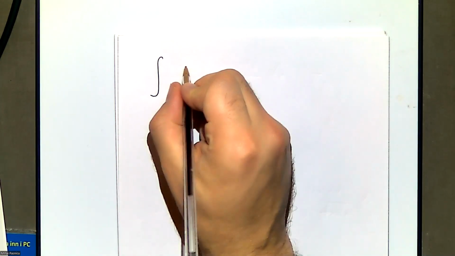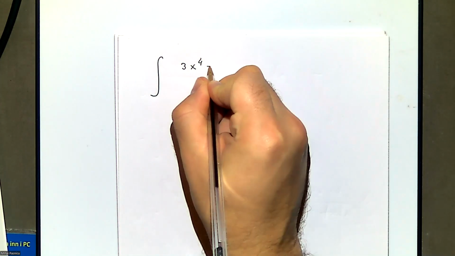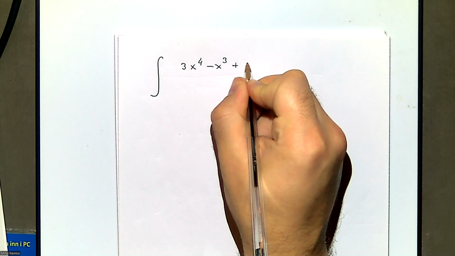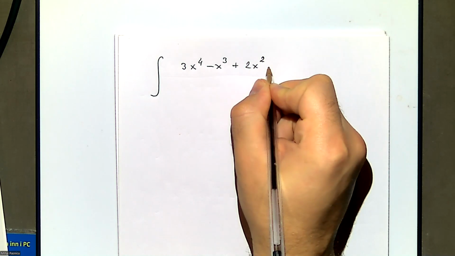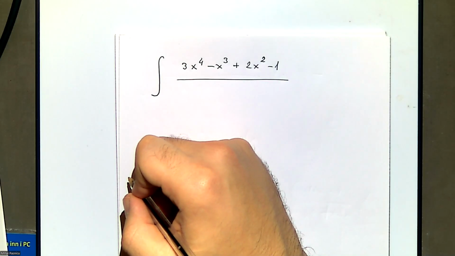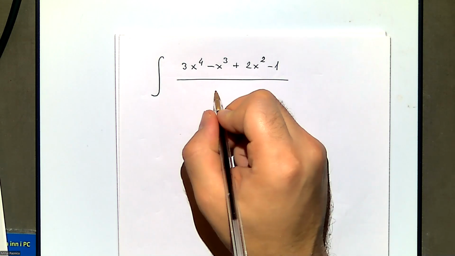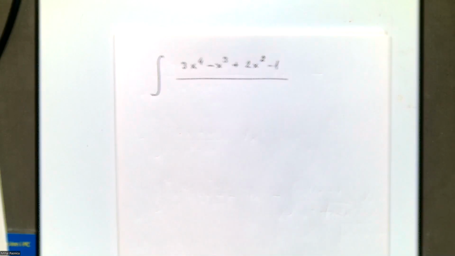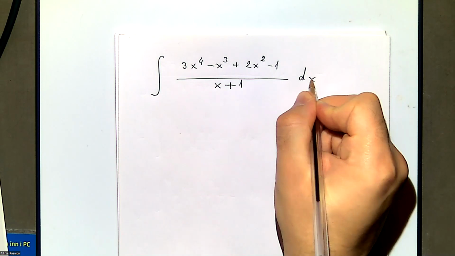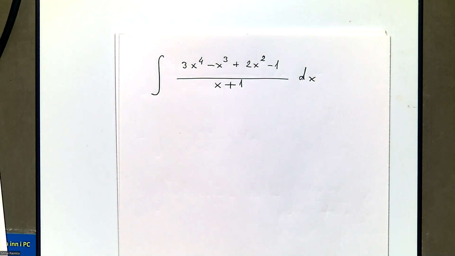So I'm just going to say 3x to the fourth minus x to the third plus 2x squared minus 1 over... Let's just try a simple one. I can't do it that way. Let's just do x plus 1, dx. We'll try to see how this polynomial division would work in this case. And after that, I'll solve it, and then we'll have a break.